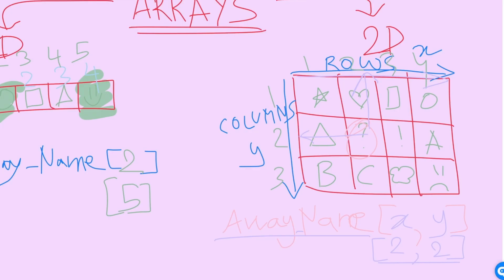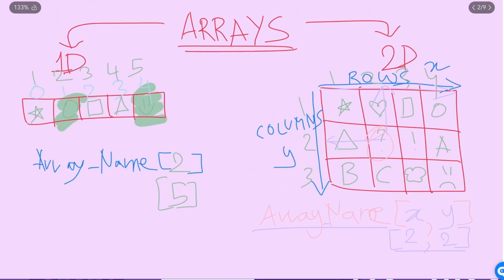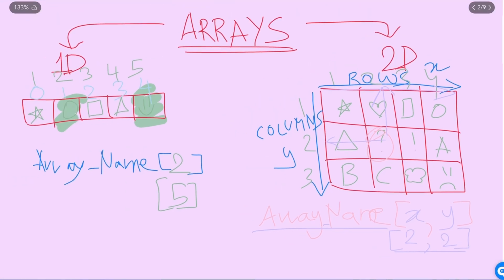Now, the values are not always shapes. You can put literally anything in the world. You could put names, country names, mobile numbers, your favorite color, anything you want, you can put in the array and you can call them. And we're going to use this concept for our linear search and bubble sort.